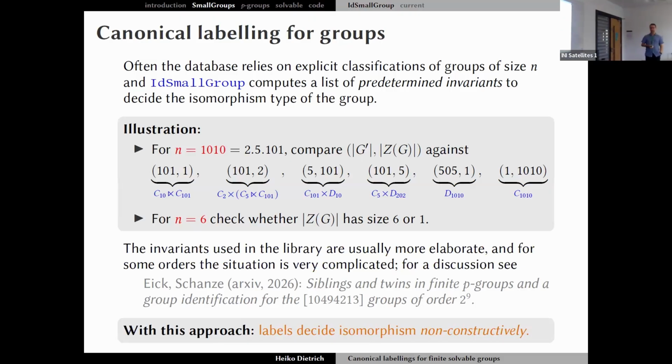And it is worth pointing out that this approach of identifying groups is highly non-constructive, right? I mean, I just tell you, well, if you have this pair, then it's this group. You don't have an isomorphism. Right? So if you want to have a constructive identification with an isomorphism, you have to do a little bit more work. But it tells you already the shape of the group.